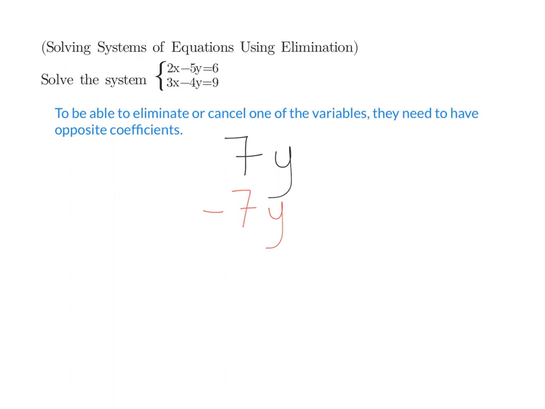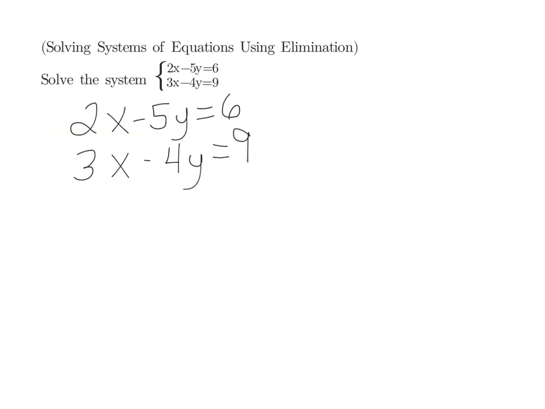Now let's look at our problem. In our case, we don't have opposite coefficients, so we have to manipulate the equation so we end up with opposite coefficients. I'm going to go for the x only because they have smaller coefficients and it's easier to work with smaller numbers. What is the common multiple between 2 and 3? 6. So I'm going to multiply the top equation by 3, because 3 times 2 is going to give me 6, but the opposite of 6 is negative 6, so the bottom I'm going to multiply by negative 2.